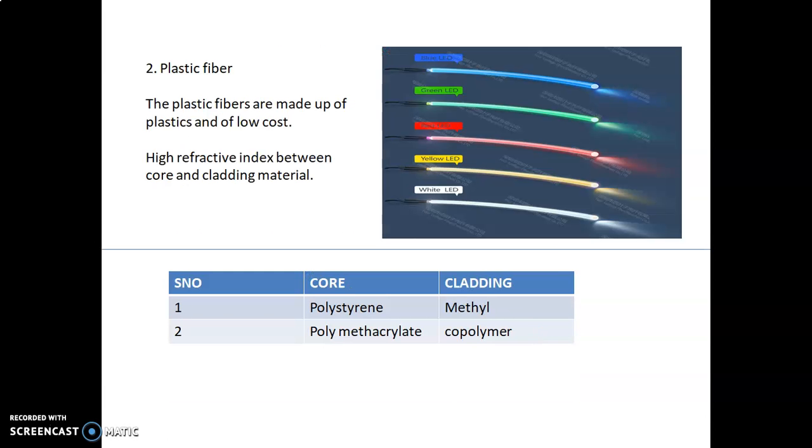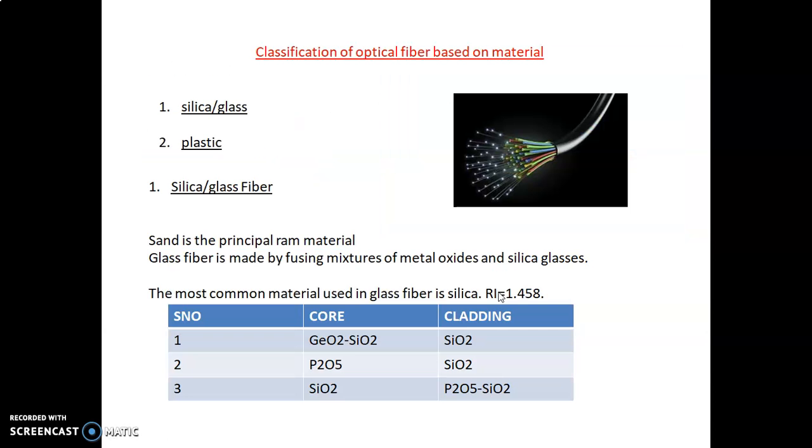Now, for plastic, you just see the core is made up of polystyrene and the cladding is made up of methyl acrylate. And here, the core is made up of polymethacrylate and the cladding is made up of polymer. So these are plastic fibers. So according to the fiber optic material, optical fiber is classified into silica or glass and also plastic.